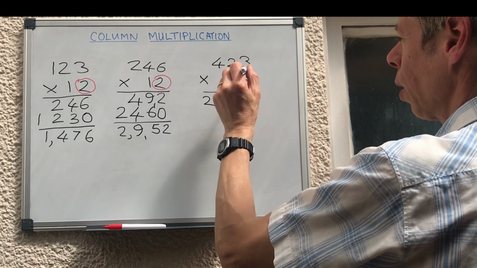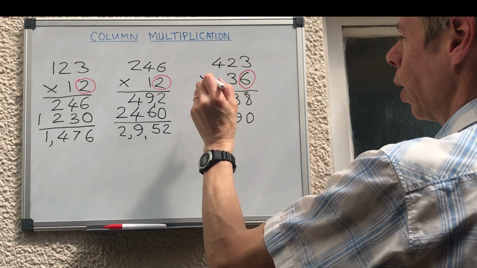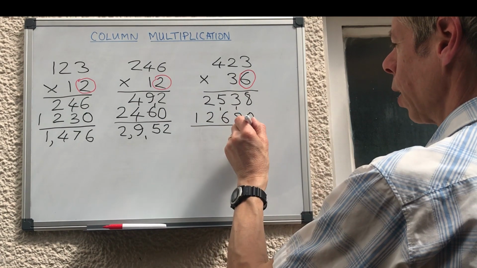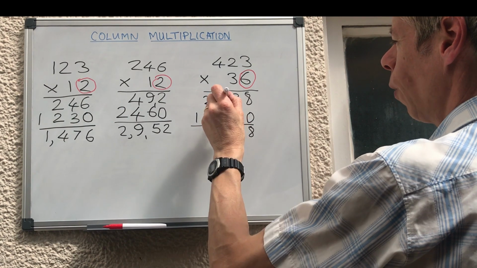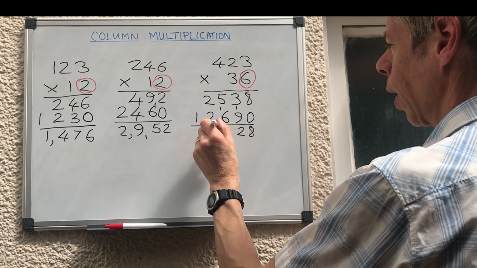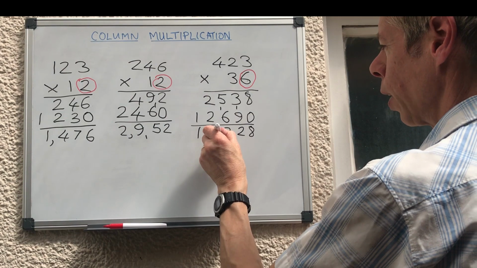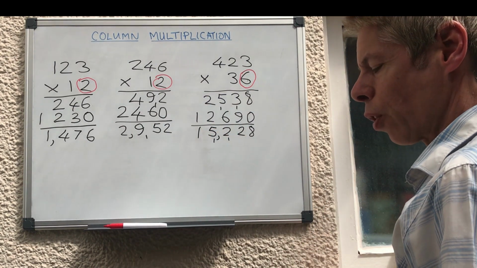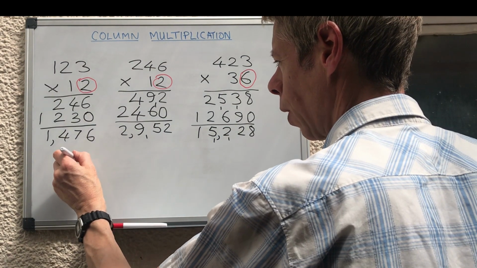Now we can just multiply by 3. 3 times 3 is 9, 3 times 2 is 6, 3 times 4 is 12. All we do now is simple column addition. 8 plus 0 is 8, 3 plus 9, 12, so put 1 there. 5 plus 6, 11, add on that 1 makes 12. 2 plus 2 is 4, add on the 1 makes 5. 0 plus 1 is 1, so our answer is 15,228.